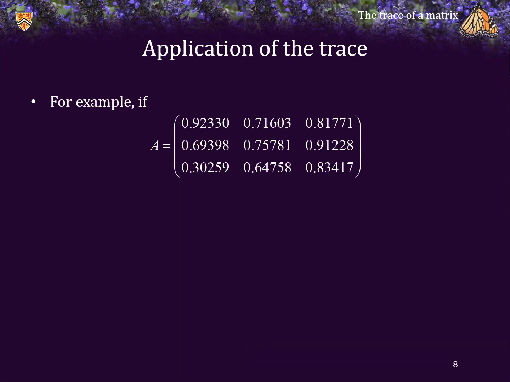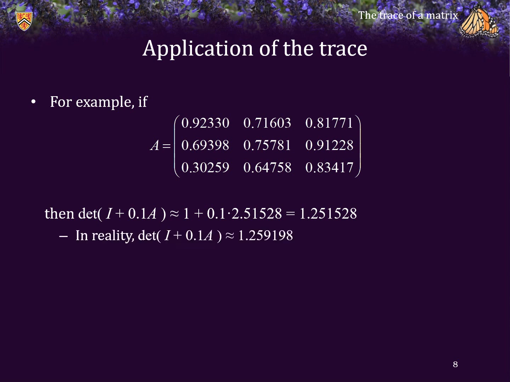For example, given this randomly generated matrix we see here, then the determinant of the identity plus 0.1 times this matrix should be approximately 1 plus 0.1 times the trace of this matrix, which equals 1.251528. In reality, the determinant of the identity plus 0.1 times this matrix is closer to 1.259198. So, of course, it's not an exact approximation, but it's actually pretty good.